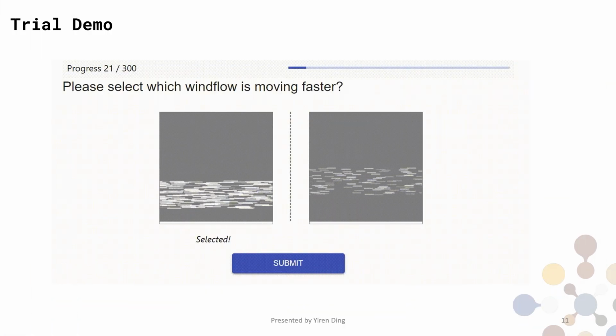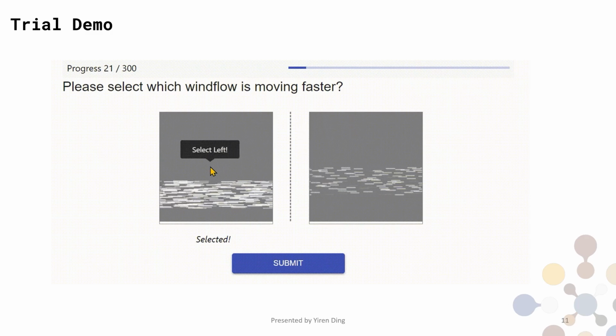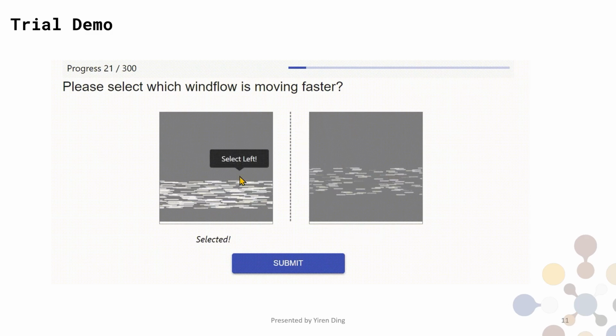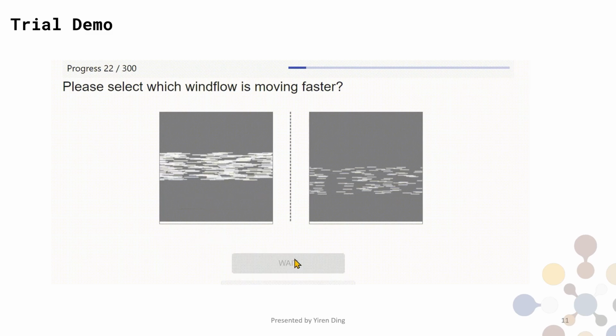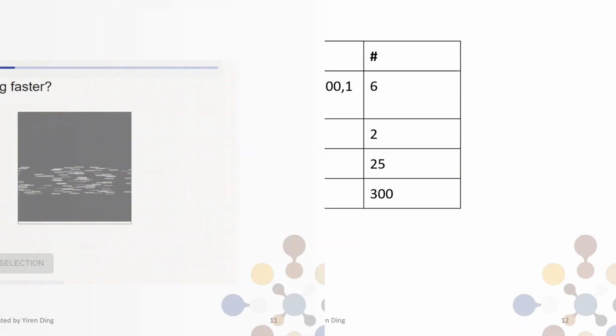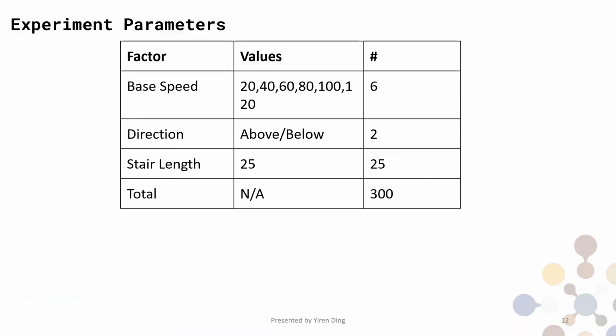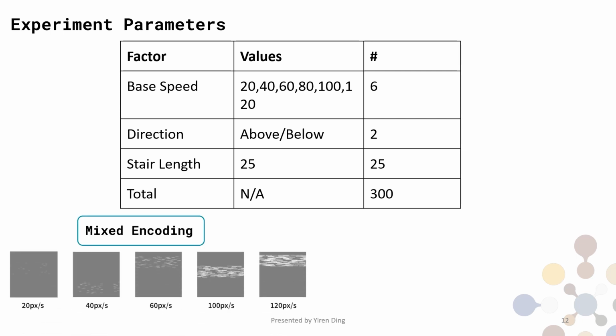Here's a demo of a participant taking the experiment. Participants could select answers by clicking on the stimuli and proceed to the next trial. Here are the experiment parameters. We have 6 base values measured from HintFM, 2 directions, and for each base value and direction combination, there will be 25 trials. We call it stair length. In addition, each participant is assigned to either mixed encoding condition or single encoding condition. So we make it a between-subject design.